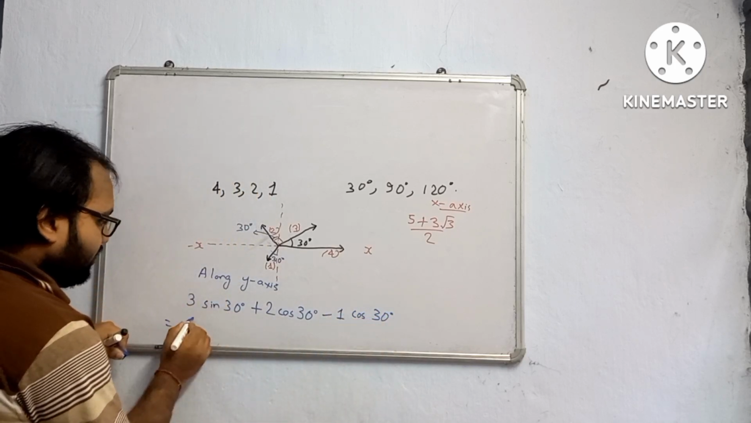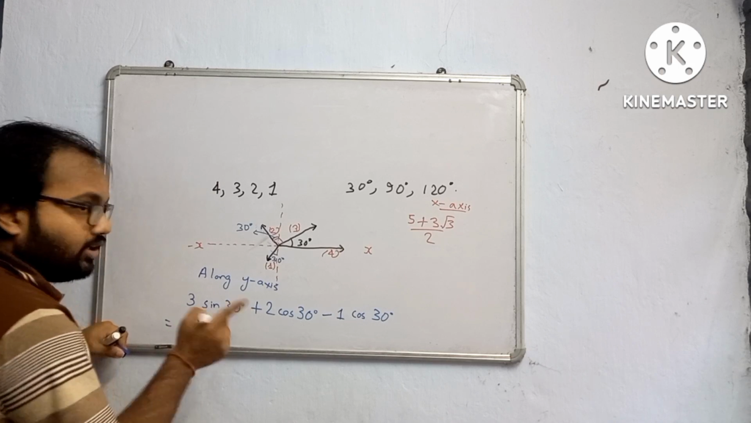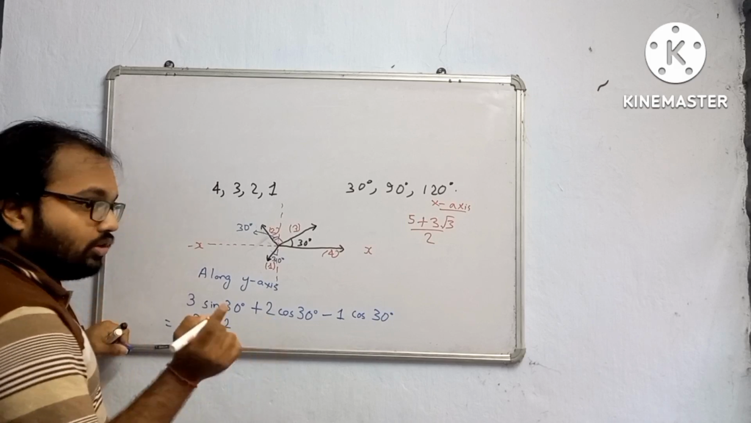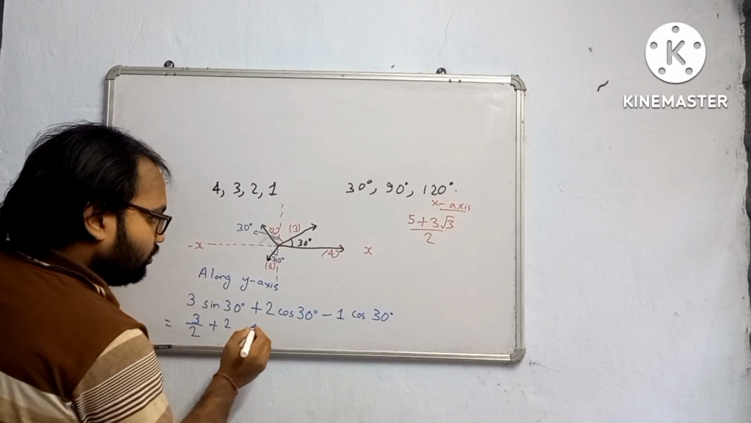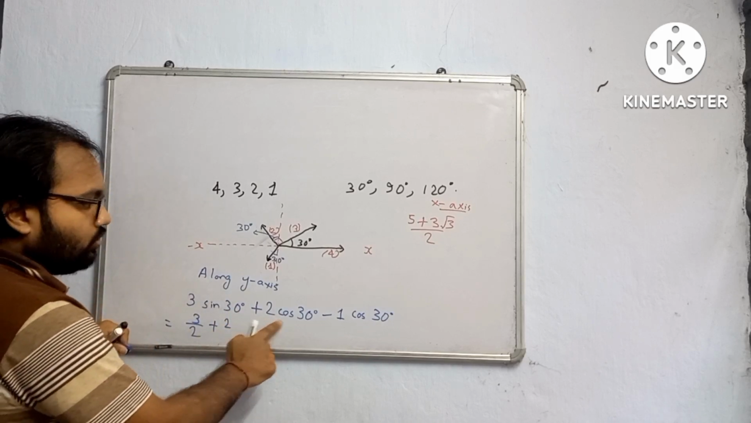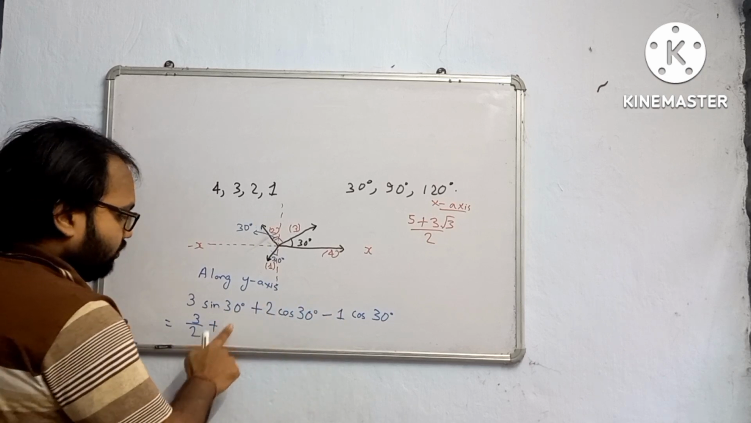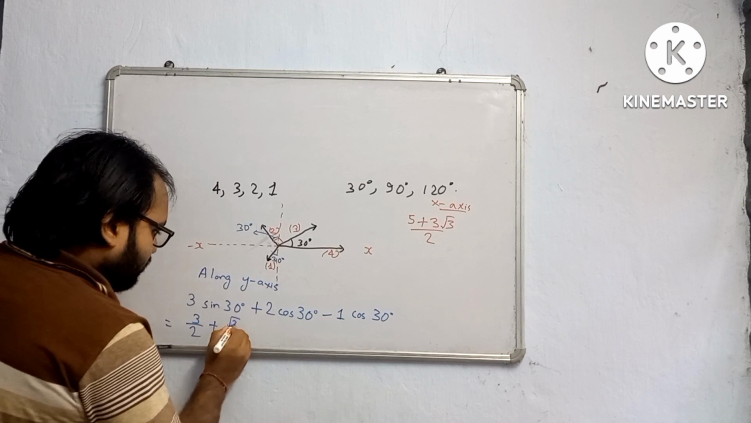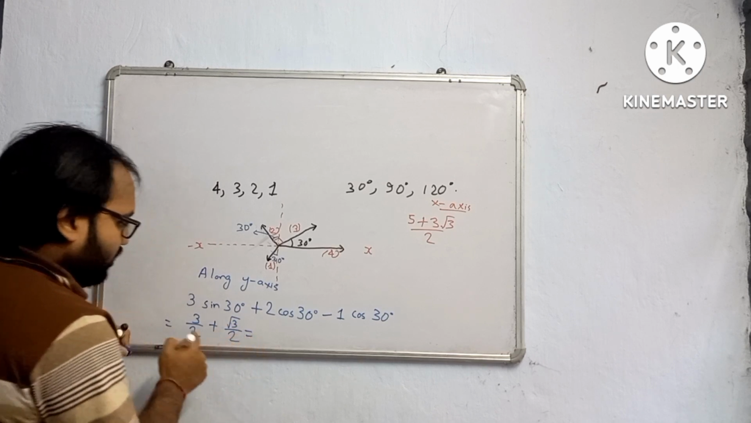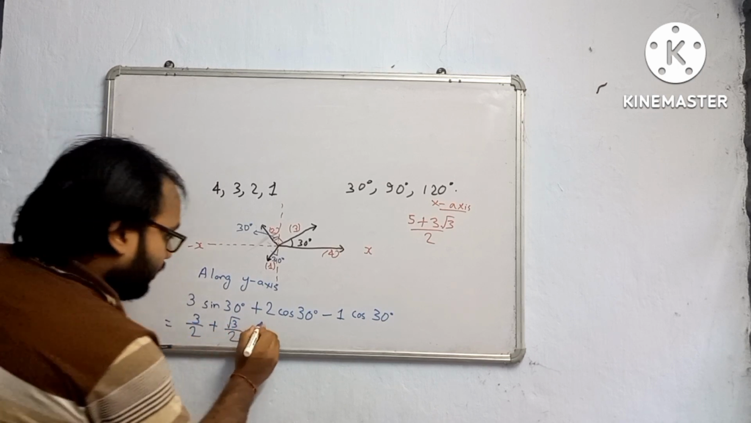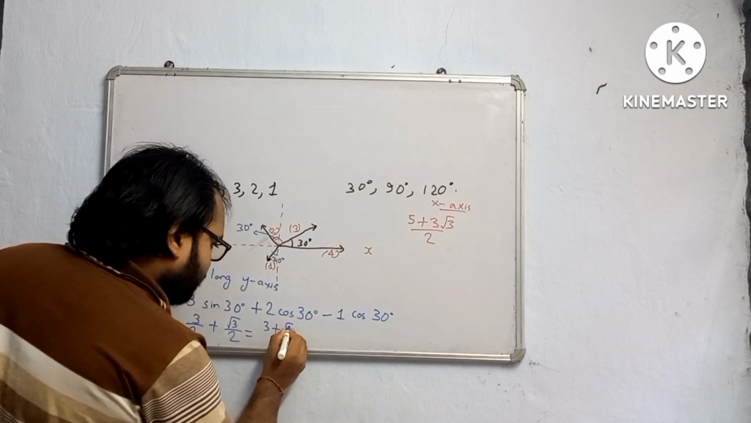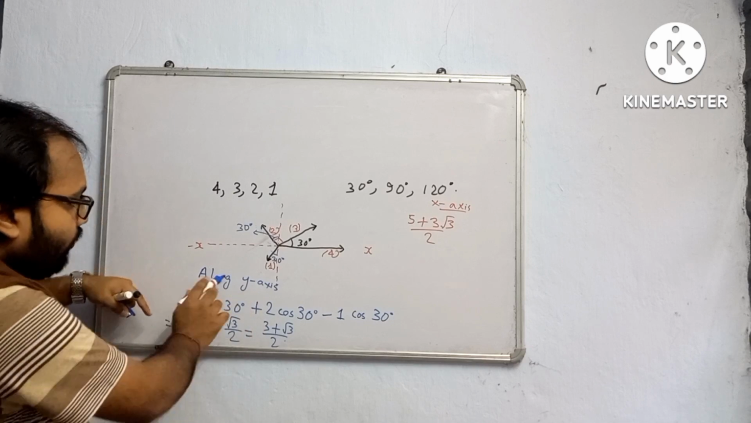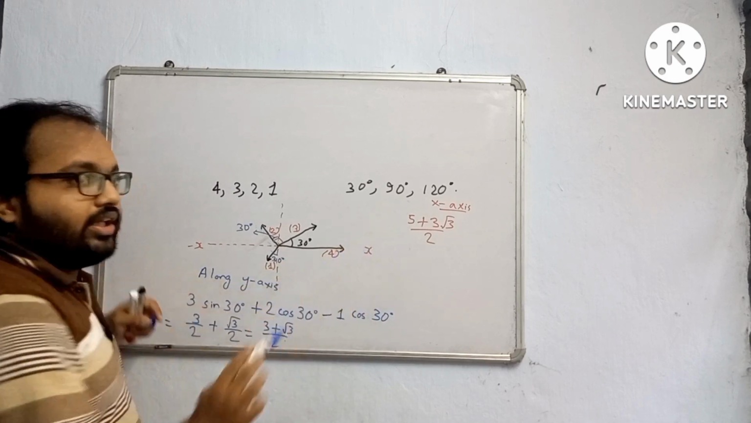Let us solve this. 3 sine 30 means 3 by 2, since sine 30 is half, plus 2 cos 30, which is root 3 by 2. Okay, so directly we can do 2 cos 30 minus 1 cos 30, that means cos 30 only, which is root 3 by 2. This will become 3 plus root 3 divided by 2. We have now got the component along y-axis and the component along x-axis.